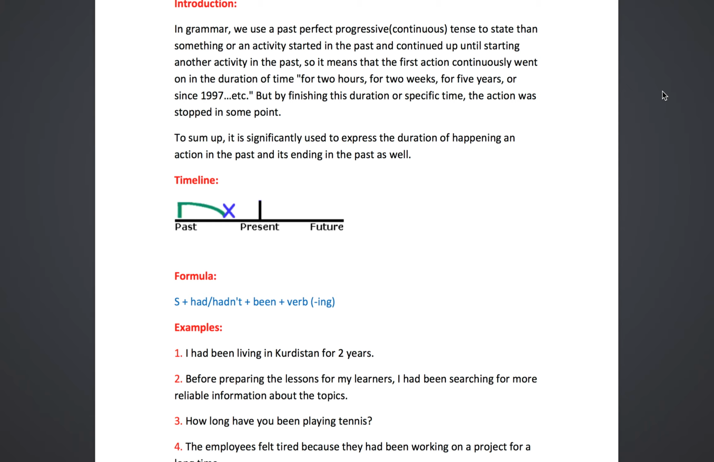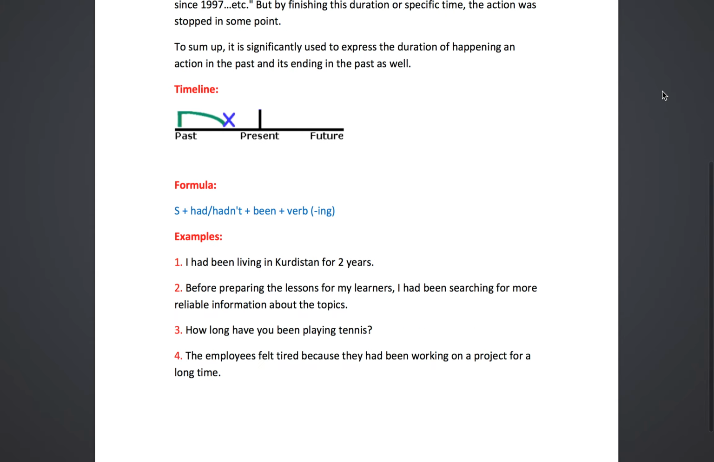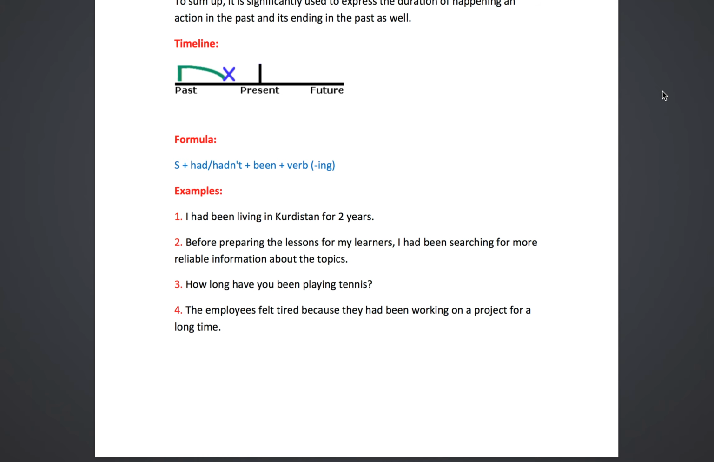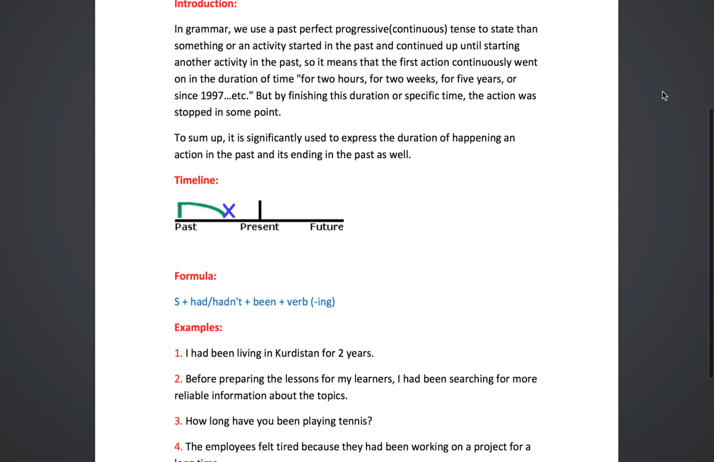Here, the green sign is the first action which started in the past and continued up until some time in the past, and then it was stopped by the second action, which is the blue cross here. As you can see here, it did not continue up until the present time. So that's it. And you can read the instructions above.